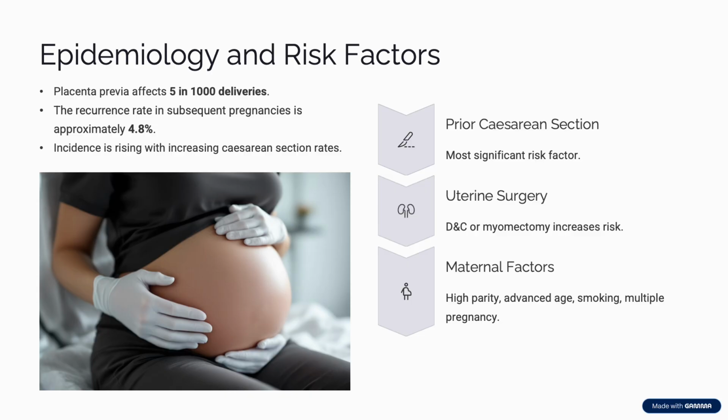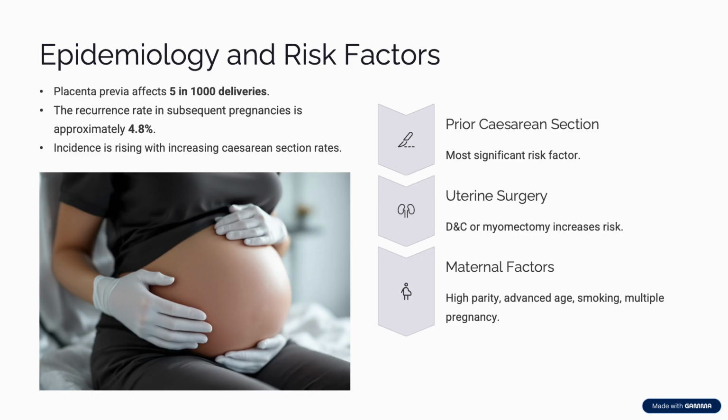So epidemiology, it affects 5 in 1,000 deliveries, so 0.5%. Recurrence, if there was previous placenta previa, the recurrence rate is about 4.8%. With more C-sections, the incidence is rising. So what are the risk factors?